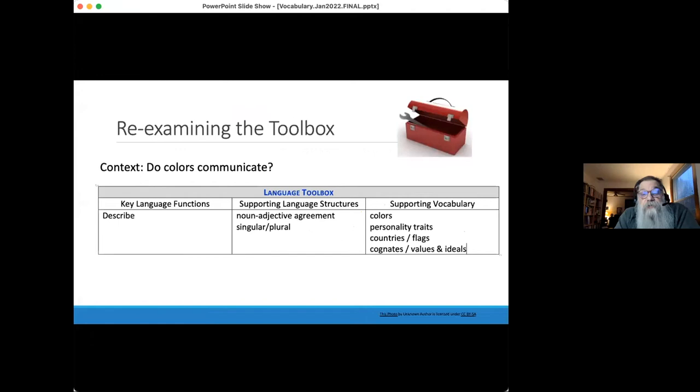So looking at what our toolbox will look like for this unit, our key language function would be describe. Our supporting language structures are probably going to be noun, adjective agreement, and singular and plural nouns. And our supporting vocabulary are colors, but also personality traits, countries, and cognates relating to values and ideals.